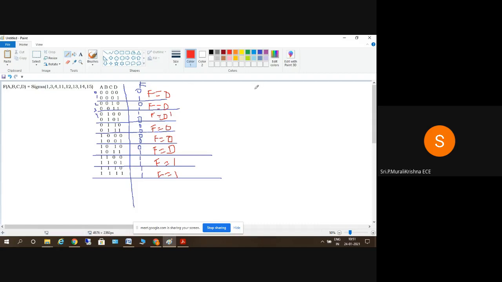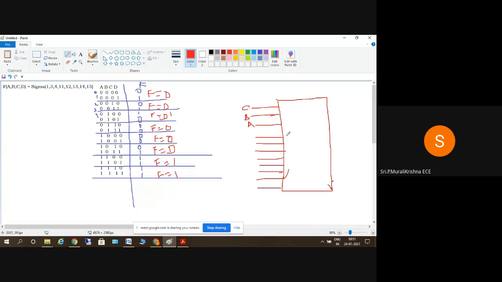The multiplexer is drawn. So it is an 8:1 multiplexer. It has 3 selection lines, that are A, B, C, and 8 inputs, 0, 1, 2, 3, 4, 5, 6, 7. I will be having only one output, that is equal to f. So 8:1 mux here.